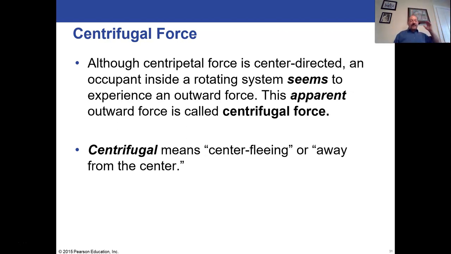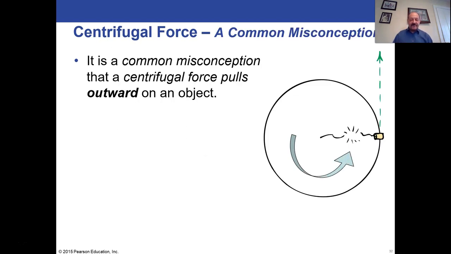You feel the walls of the object pushing against your back, and you perceive it as you being thrown backwards, when in reality, it's the wall being pulled towards you, so you feel like you're being thrown back. It's a physiological perception. It's not a real thing, and it's only perceived if you're inside the rotating object. So, it's a common misconception that centrifugal force pulls outward. It's just what it feels like.